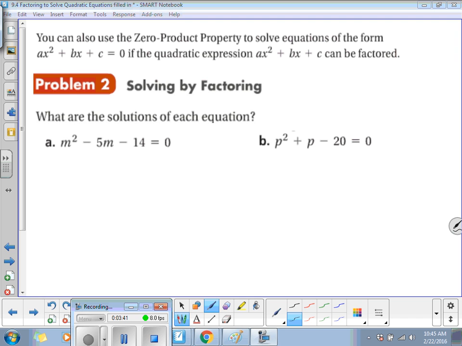All right, problem 2 is solving by factoring. You can also use the zero product property to solve equations of the form ax squared plus bx plus c equals 0 if the quadratic expression ax squared plus bx plus c can be factored. So, in the first problem here, we have no coefficient in front of the first term, right?